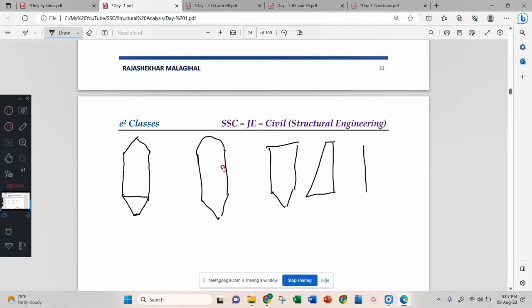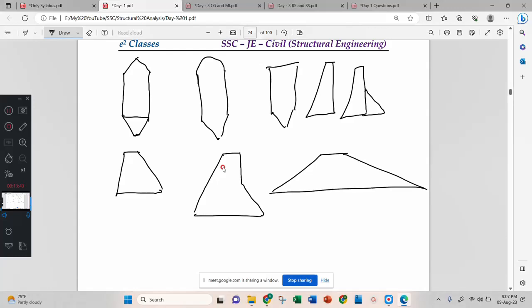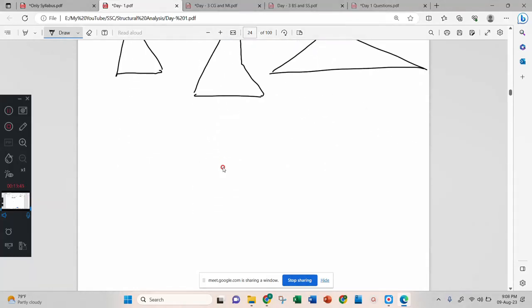You can determine the center of gravity of a retaining wall. Sometimes a retaining wall will be something like this. Dams have somewhat the same shape. We can consider a dam section, or you can consider earthen dams like this. They might be talking about compound sections. And see, this is a semicircle, this is another semicircle, this is another semicircle. This is also one shape.